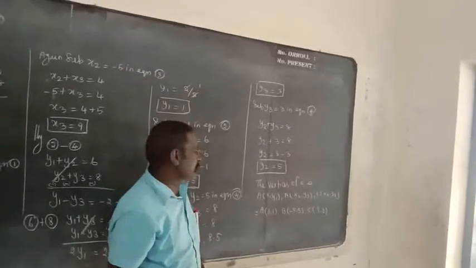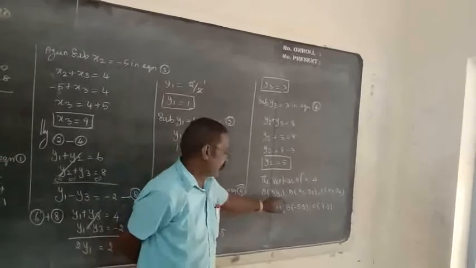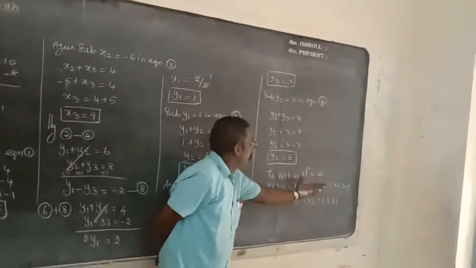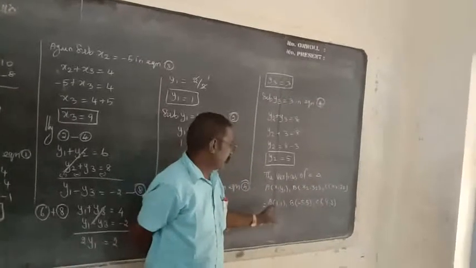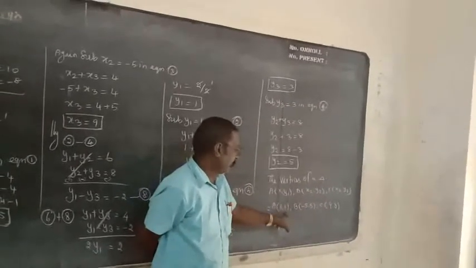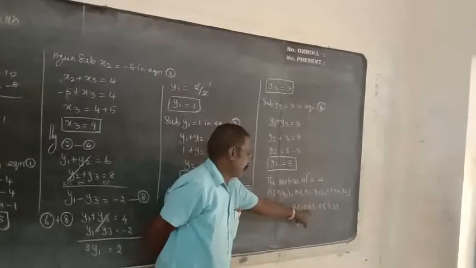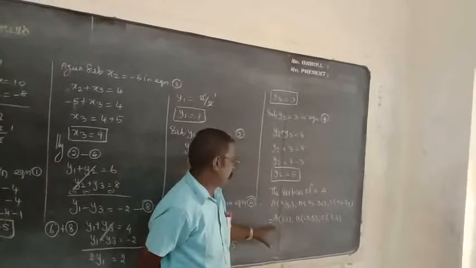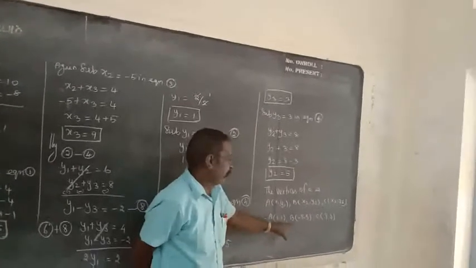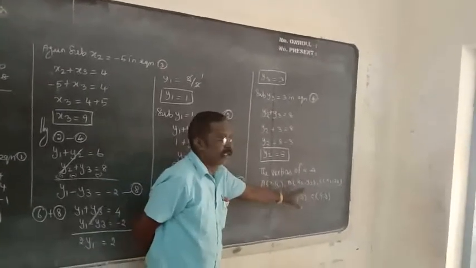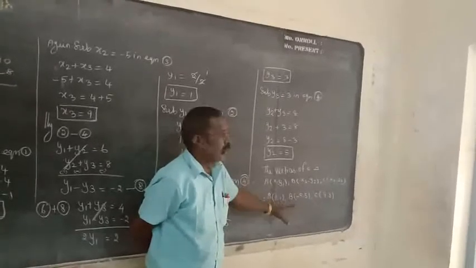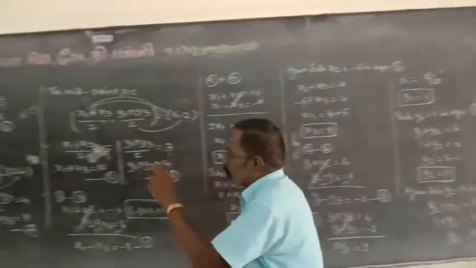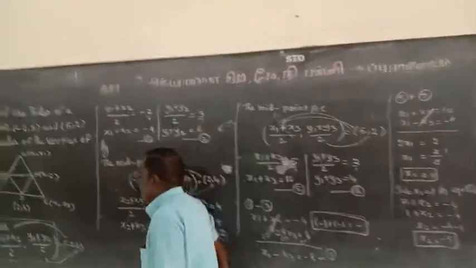Therefore the vertices of the triangle are A of x1, y1, B of x2, y2 and C of x3, y3. Therefore substitute here: A of 1 comma 1, B of minus 5 comma 5, C of 9 comma 3. So all the vertices A, B, C are found. This one is the answer. So once again, allow me to explain: the vertices of the triangle we find.